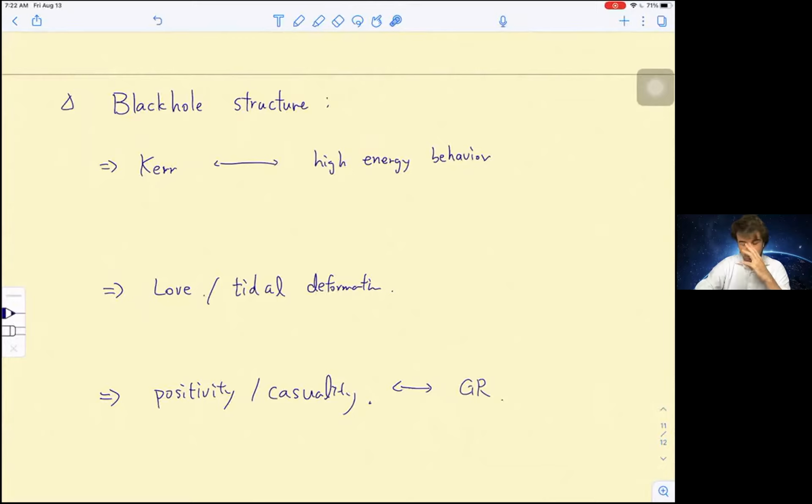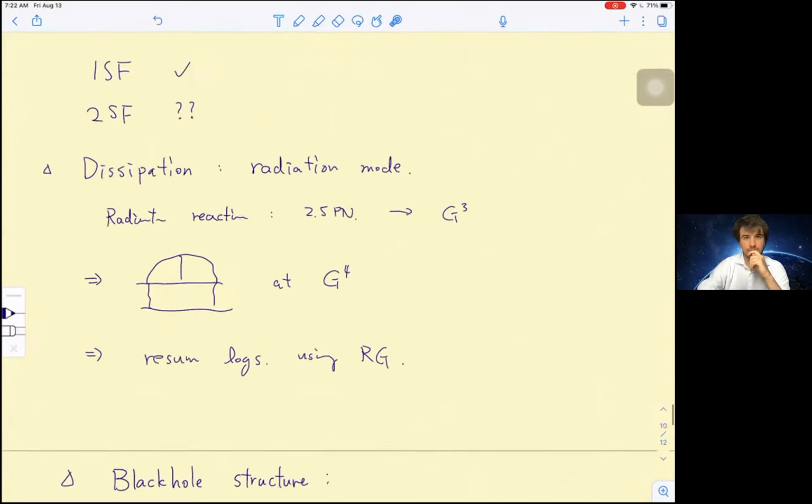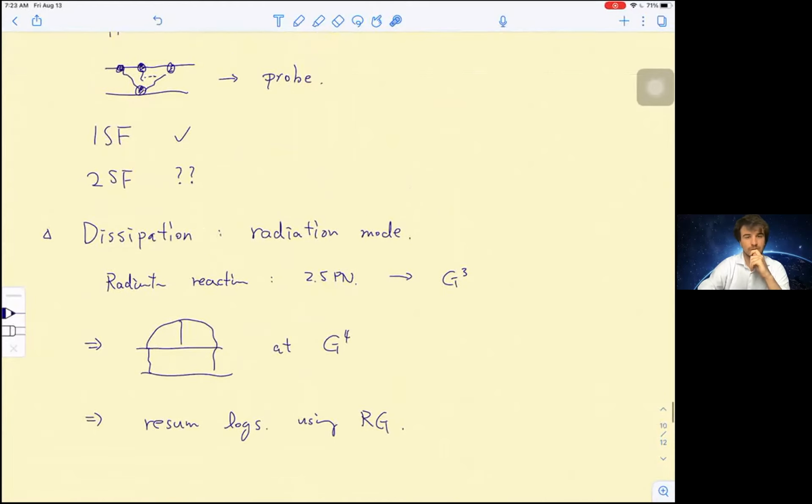Yeah. So when you talk about this exponentiation and with the radial action, this is in the conservative sector. If you were to include the radiation, do you still expect to have the exponentiation of the amplitude, or to be somehow spoiled by radiation reaction effects?